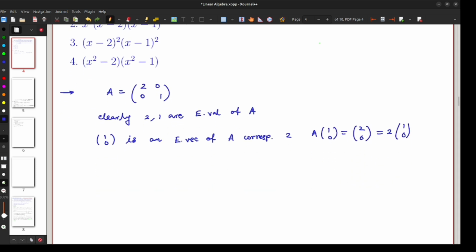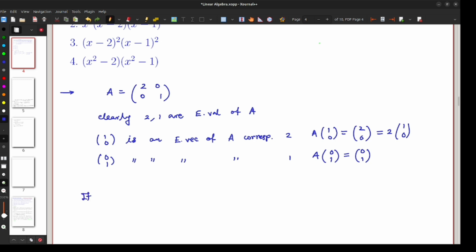Similarly, the vector 0 1 is an eigenvector of A corresponding to the eigenvalue 1. Because if we multiply A by the vector 0 1 from the right side, then we will get the second column of A, which is 0 1. Now I claim that if I construct a 2 by 2 matrix over R, whose one column is an eigenvector of A corresponding to the eigenvalue 2 and the other column is the 0 vector, then the matrix will be an eigenvector of T corresponding to the eigenvalue 2.